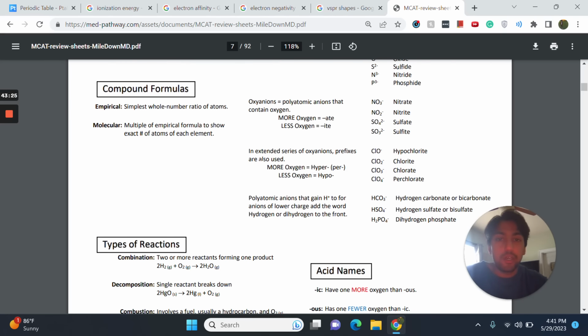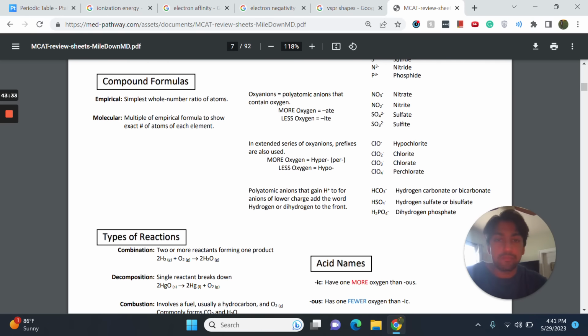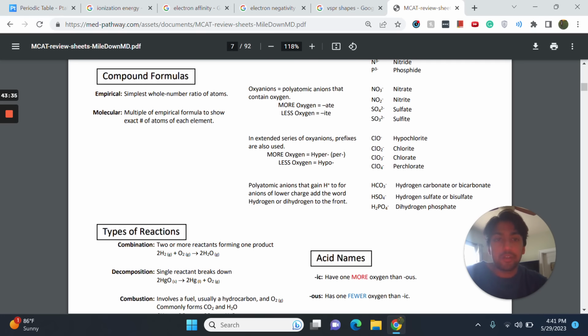The next one is prefixes, right? So this is hypochlorite, and this is chlorite, and this is chlorate, this is perchlorate, right? So that's kind of a fun example too. There's only 1 oxygen here, there's 4 oxygens here, so hypochlorite, chlorite, chlorate, and perchlorate.